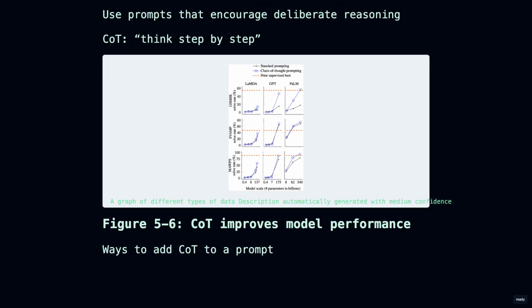The simplest version is just to ask for a step-by-step answer or for the model to explain its decision. If you want more control, you can spell out the steps yourself or show an example of the reasoning format you want.